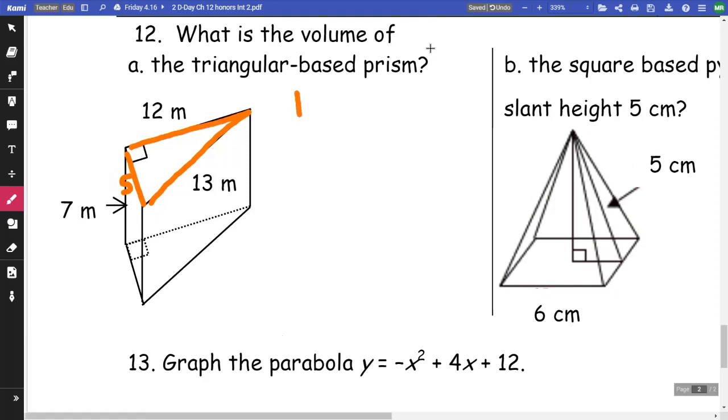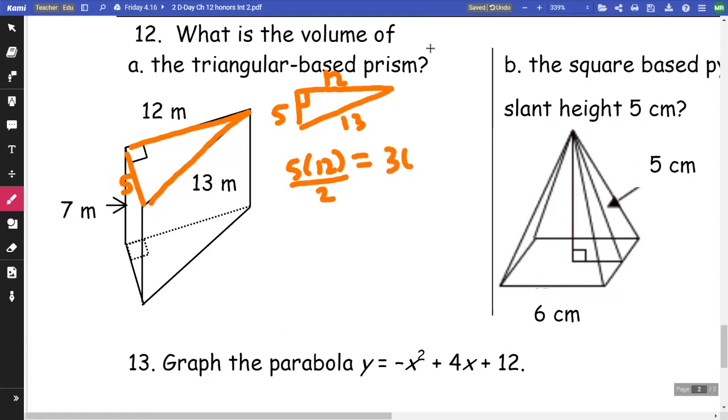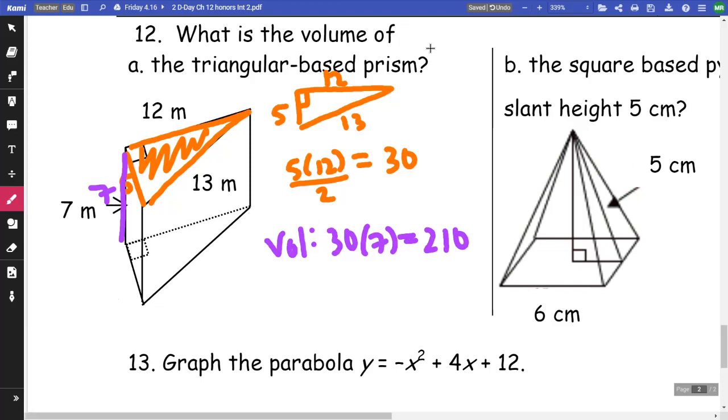So if I'm trying to find the area of that triangle here, this is 5, this is 12, this is 13. I needed to use the base and height, which are perpendicular. So I'm going to go 5 times 12 divided by 2. So that's 6 times 5, or 30. That is going to be the area of this. And then I'm going to times it by the height. And the height is 7. So for volume, I'm basically going to take 30 times 7, which is 210. And that is your volume. And this is going to be meters cubed.